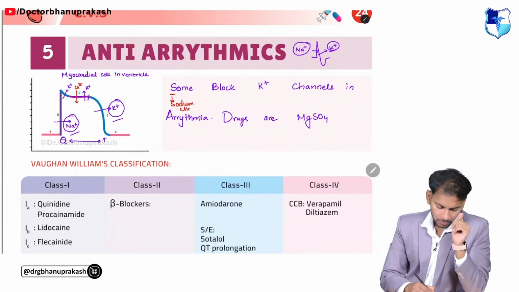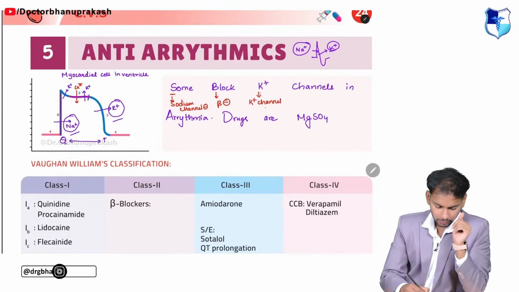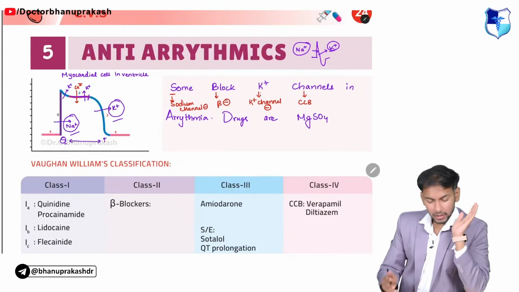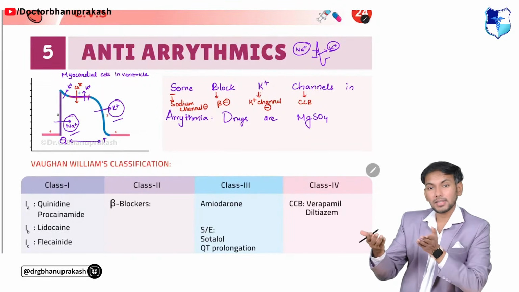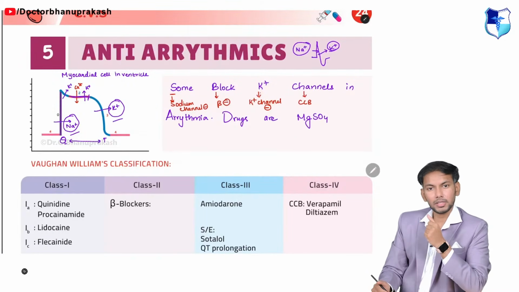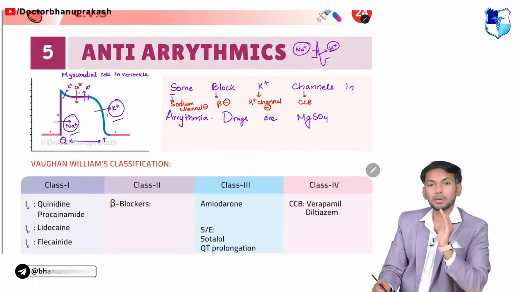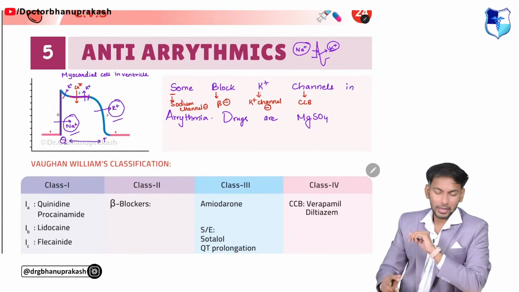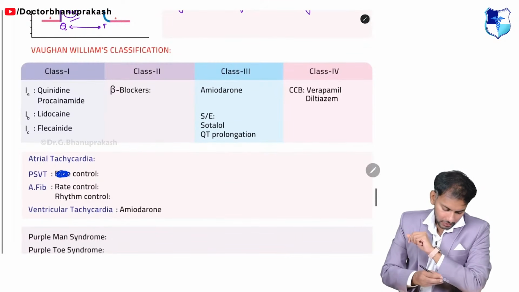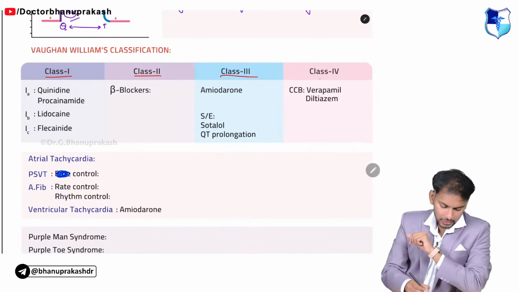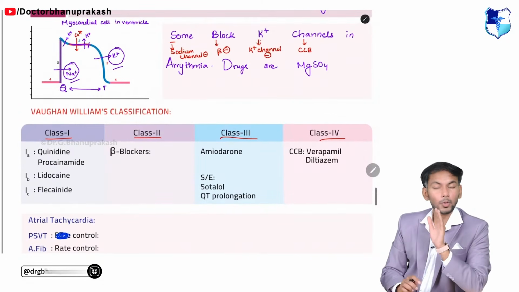First is sodium channel blocker. Next is beta blocker. Next is potassium channel blocker. Next is calcium channel blocker. These four are the first four classes of drugs. Did you understand? This is the Vaughan Williams classification of anti-arrhythmics. It is class 1, class 2, class 3, class 4. I already told you, some block potassium channels.